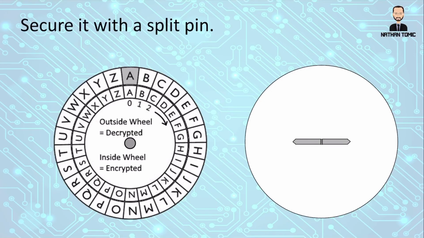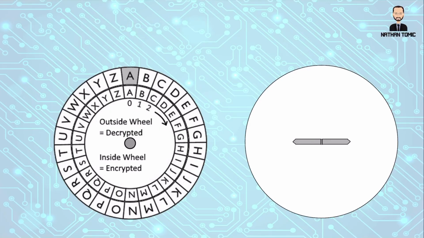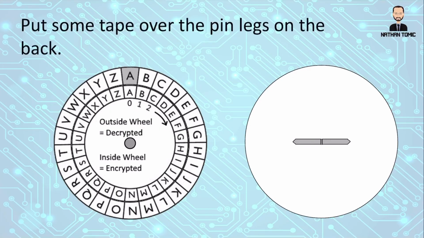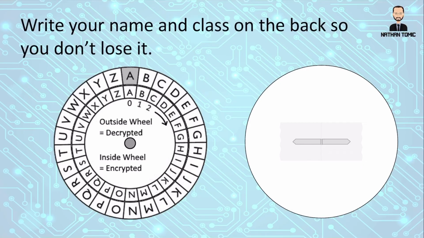because it can rotate. Now, when you put your split pin through, it's a good idea to put a bit of tape over the legs on the back of the pin. It just helps to stop them peeling up or getting caught on things or poking you. It just makes it that little bit safer. Also, a good idea to write your name and your class or something similar on the back of it, just in case you lose it or leave it lying around, that it can get given back to you.